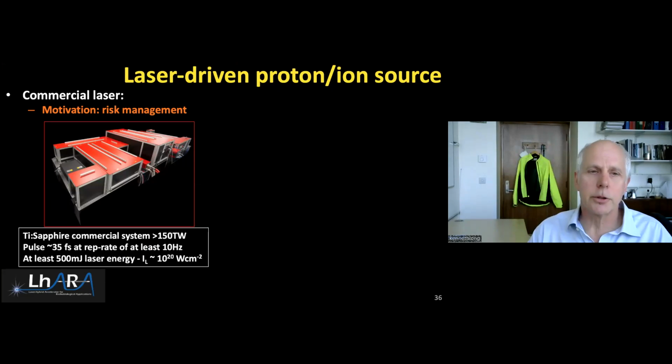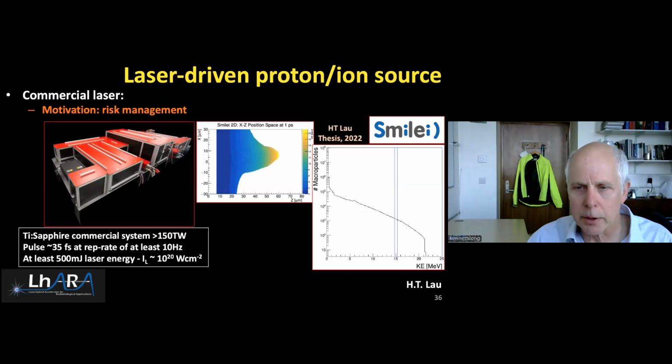Okay, so now I'm going to focus on LhARA. So what we have specified, as I said, is a 100 terawatt laser. We want to deliver of order a joule of energy, so 500 millijoules of energy in 35 femtoseconds at 10 hertz. We've specified that because we can buy a laser for a reasonable price. If you consider 1 million currency units a reasonable price, and that will be the start of our beam.